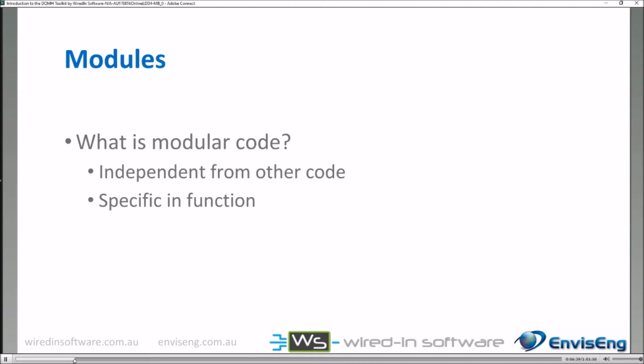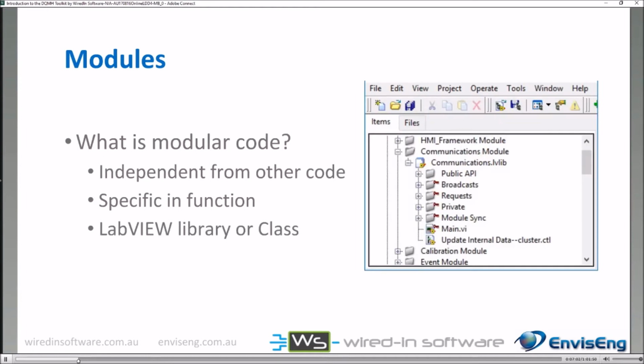I think also modular code is specific in function. So you write a code module to do one thing. You write a driver to communicate to your oscilloscope, and that code does nothing else but that. And we've also got another comment, a code that is reusable without major changes. Absolutely. Good feedback, thank you.